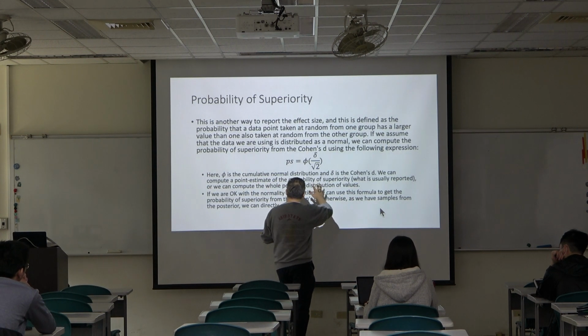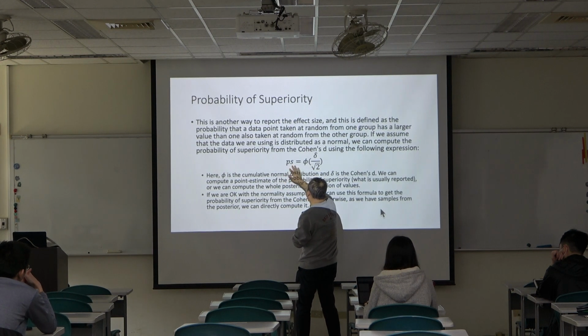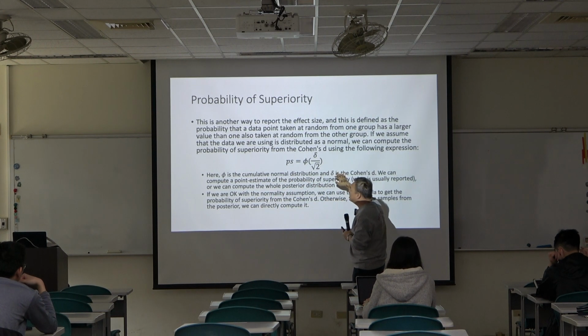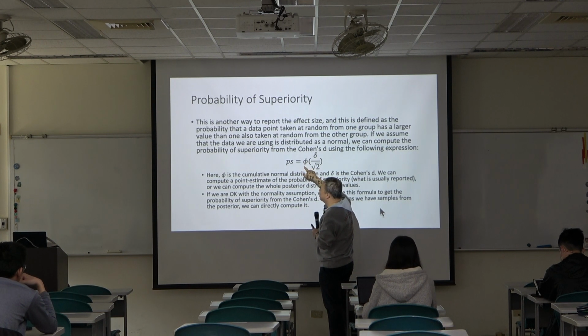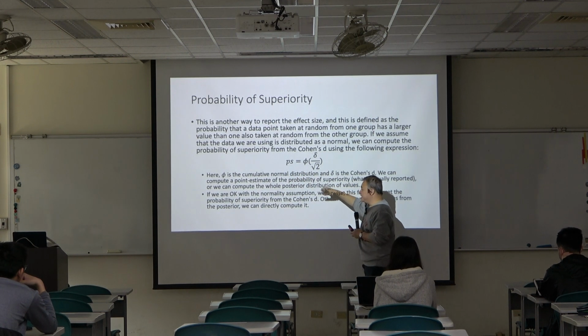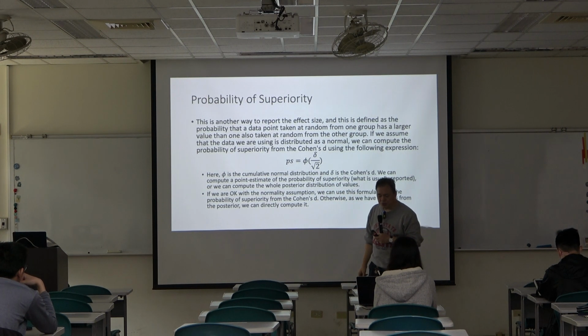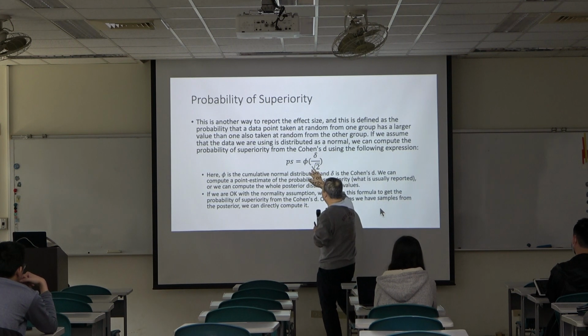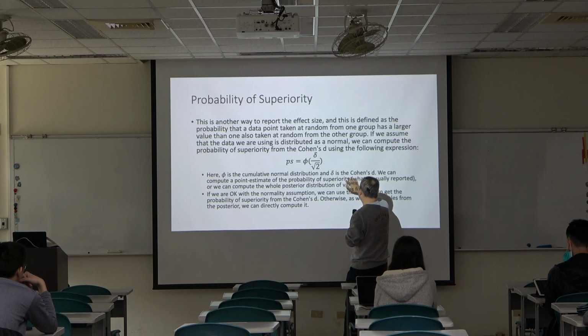In this equation, this is the probability of superiority. This delta is the Cohen's d, and this phi is the cumulative normal distribution. It's another well-known distribution. If you know the normal distribution, the cumulative normal distribution is related to it, represented by an integral of a normal distribution, basically. I already explained what the data is.